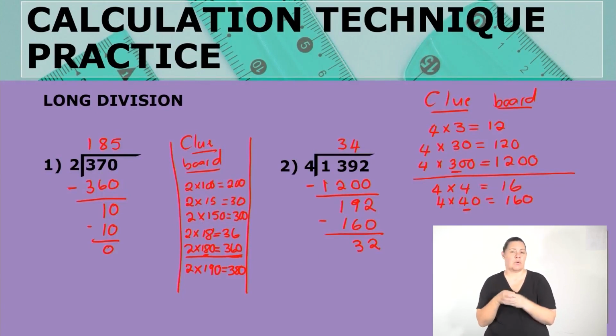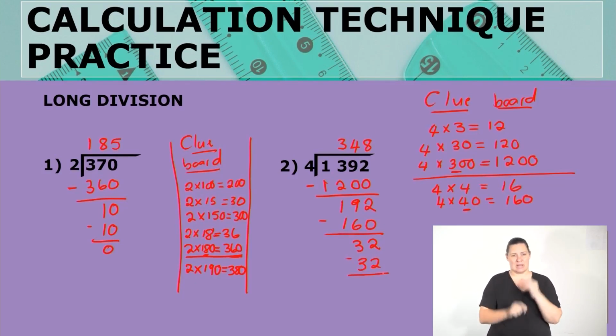Now, how many groups of 4 are there in 32? That one is an easy one because we know that 4 times 8 is 32. So 8 times 4 is 32. We are going to subtract that. We are left with 0, and then that means there are no remainders. 1,392 divided by 4 is 348.